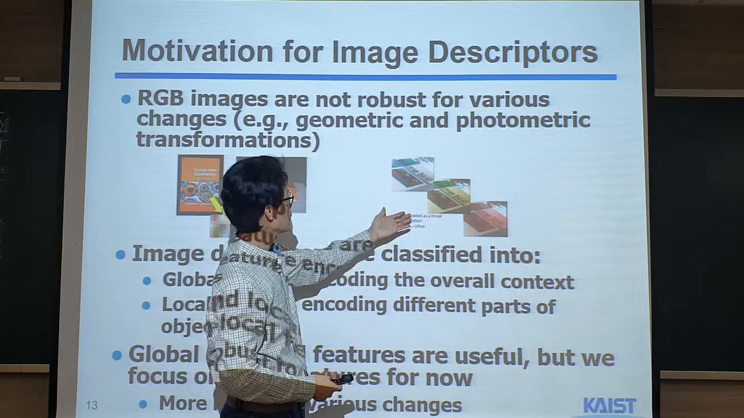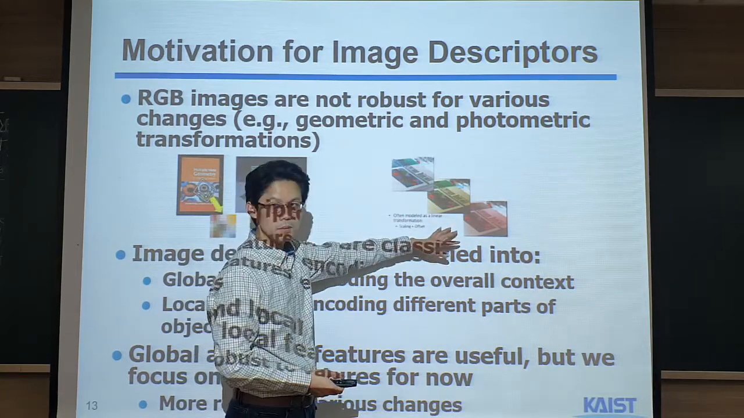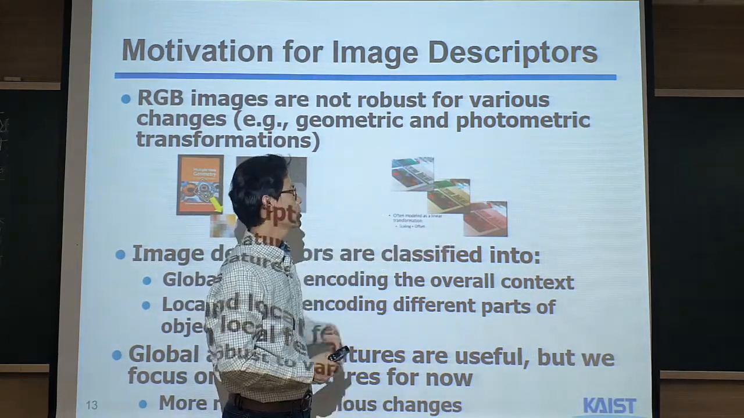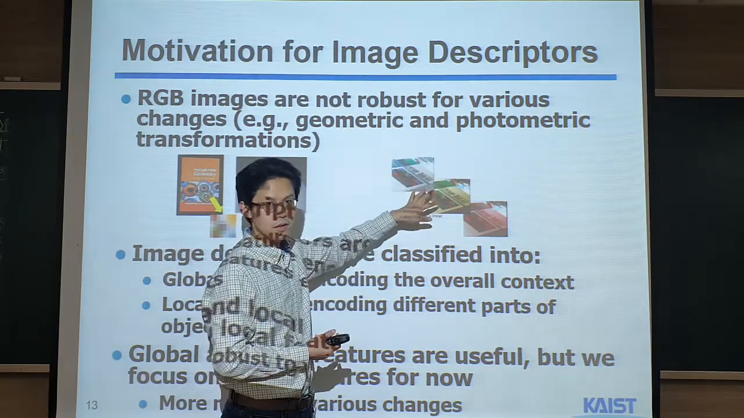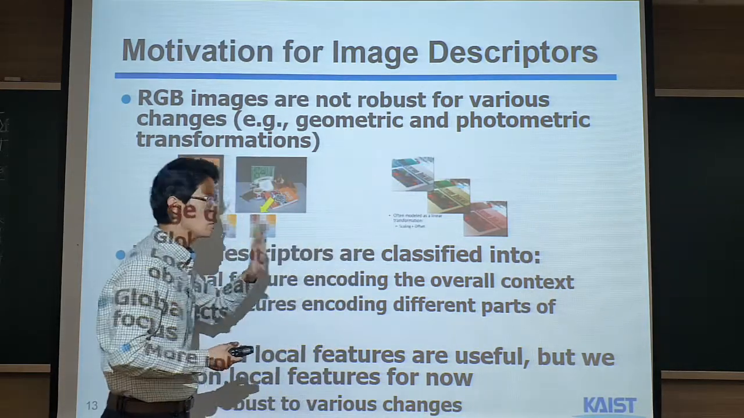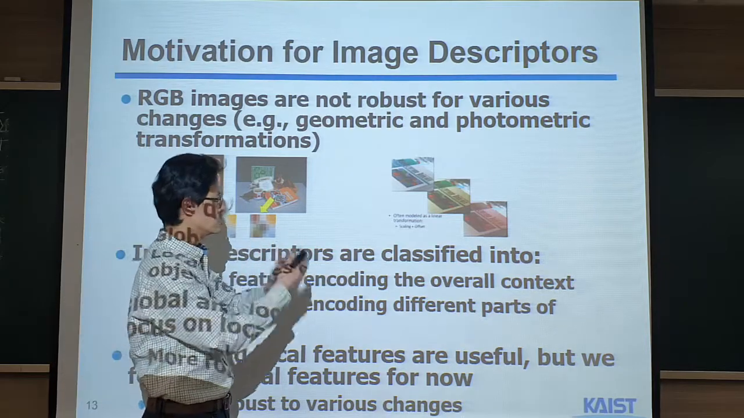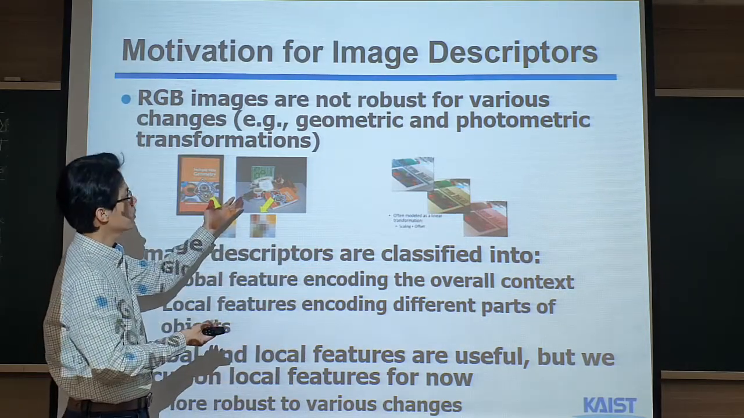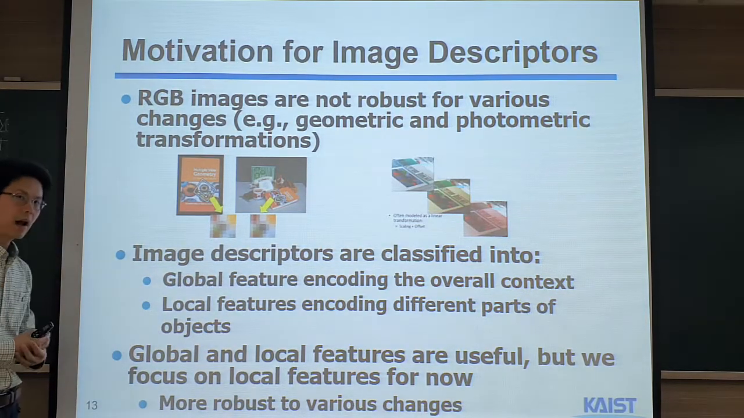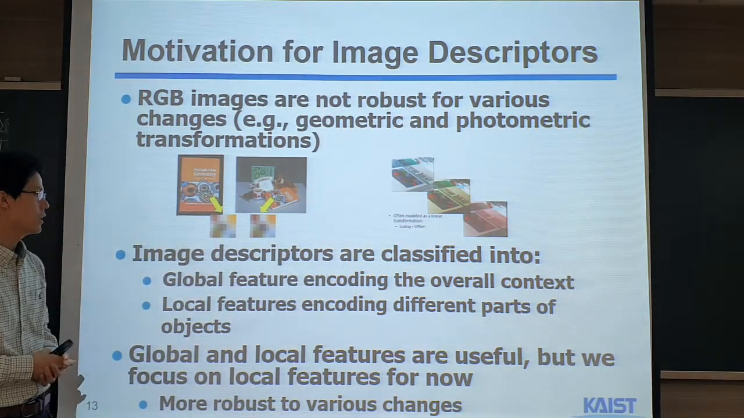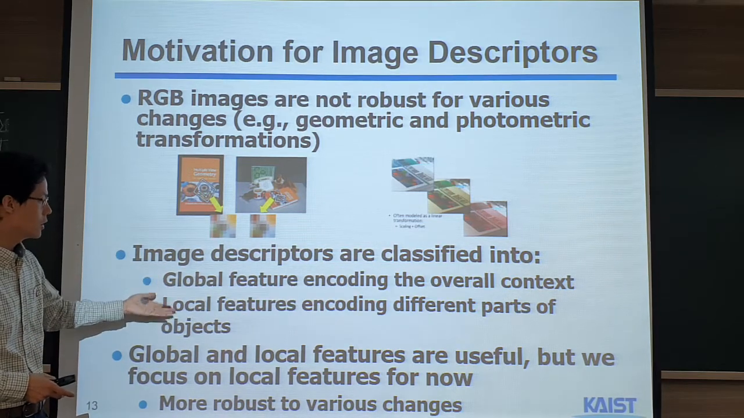Another one is photometric. So the same book, but depending on your illumination color, the actual image of the book looks very different, right? So basically, ideally we want image descriptors that are robust to these geometric transformations and photometric ones. At a high level, image descriptors are classified into global features and local features.